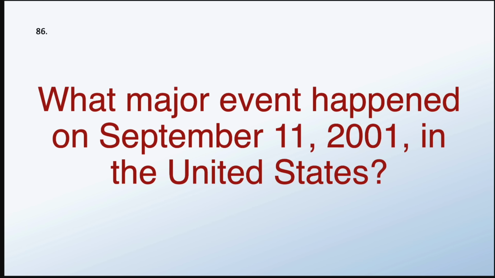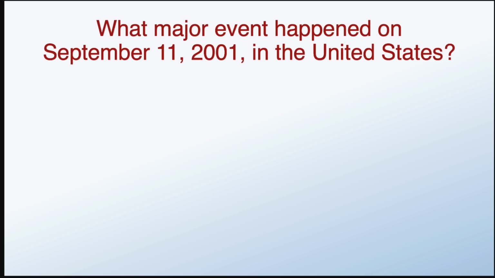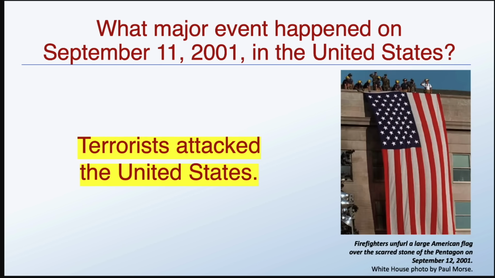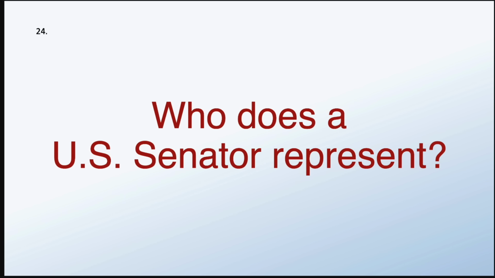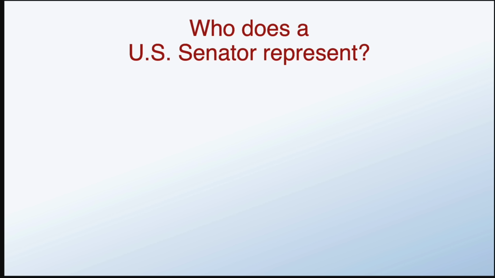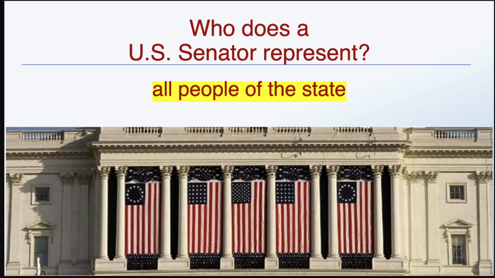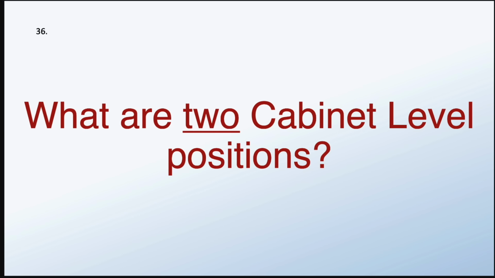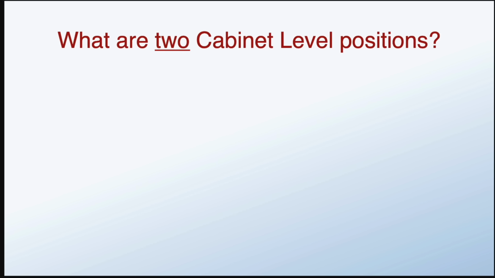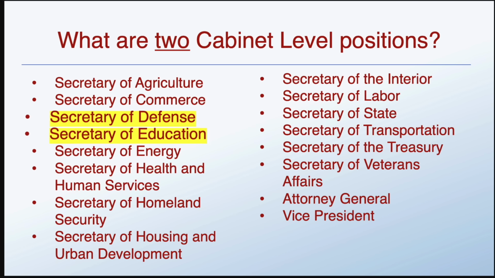What major event happened on September 11th, 2001 in the United States? Terrorists attacked the United States. Who does a U.S. Senator represent? All people of the state. What are two cabinet-level positions? Secretary of Defense, Secretary of Education.